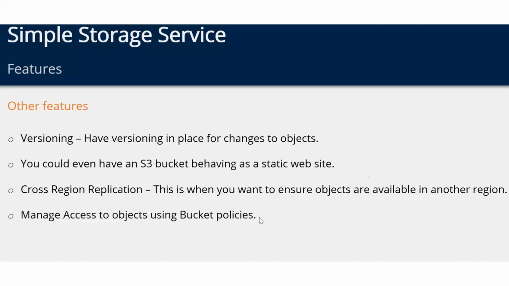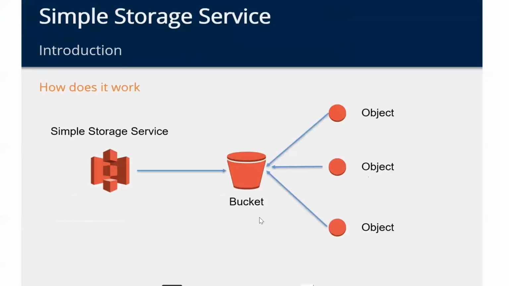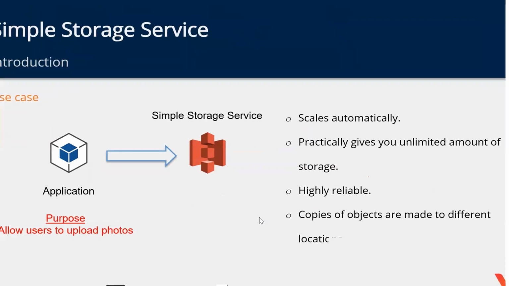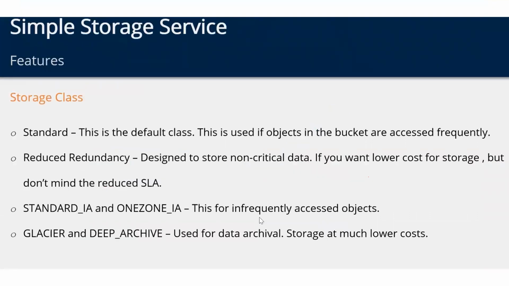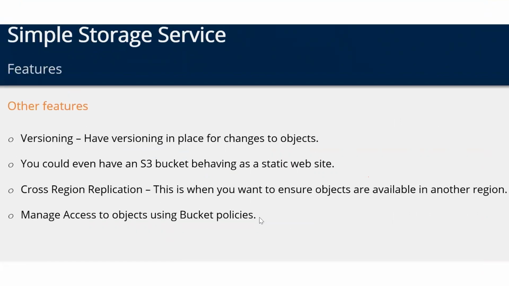Clear? Simple Storage Service offers a lot of options. Let's do a quick recap. Applications access Simple Storage Service. The beauty of Simple Storage Service is that it's scalable, gives practically unlimited storage, we can scale up and scale down, it's highly reliable, and we can keep it in different locations. The second thing is everything is stored in Simple Storage Service. Instead of a folder, we call it a bucket. This is called an object. There are different kinds of storage types in Simple Storage Service: Standard, Reduced Redundancy, Standard IA, One Zone IA, Glacier or Deep Archive. The next one is versioning, S3 bucket behaving like a static website, cross-region replication, and managing access to the objects using bucket policies.